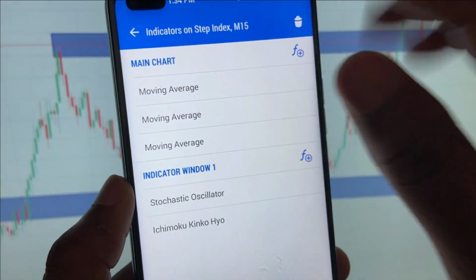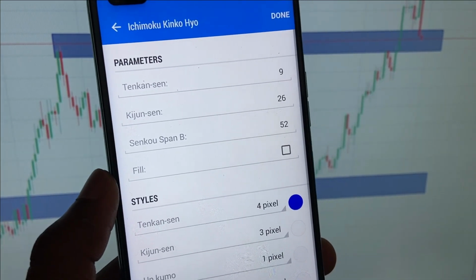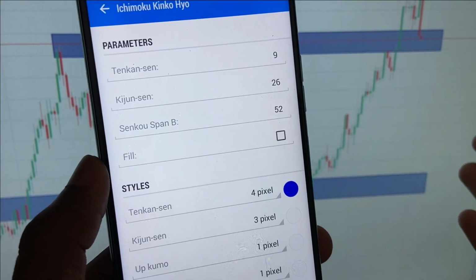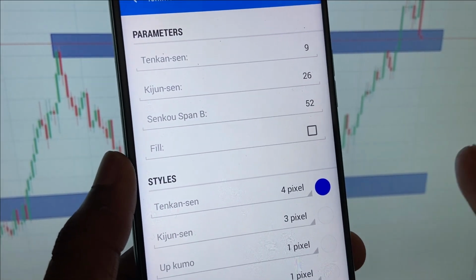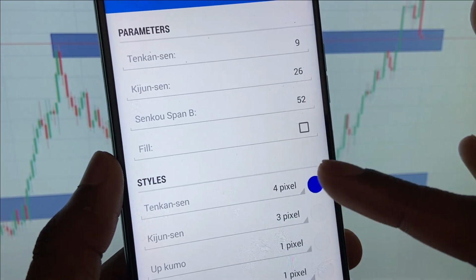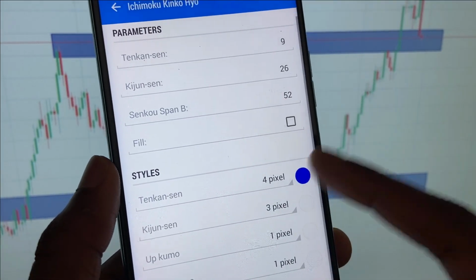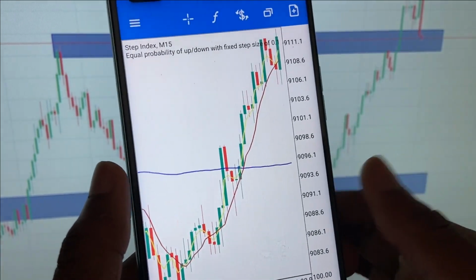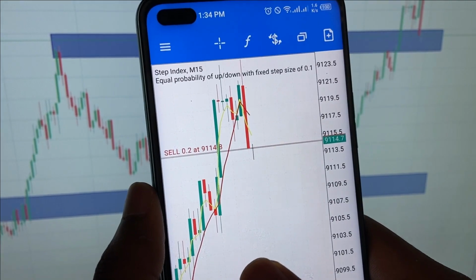And probably the last one is the Ichimoku Kinko Hyo, don't know how you pronounce it. That's got the default values. The only thing you have to change is the colors of the lines. All I have to change is the Tenkan-sen, it should have a color of blue, and the rest should be white, and that's it. Currently this is a 15-minute time frame of step index.